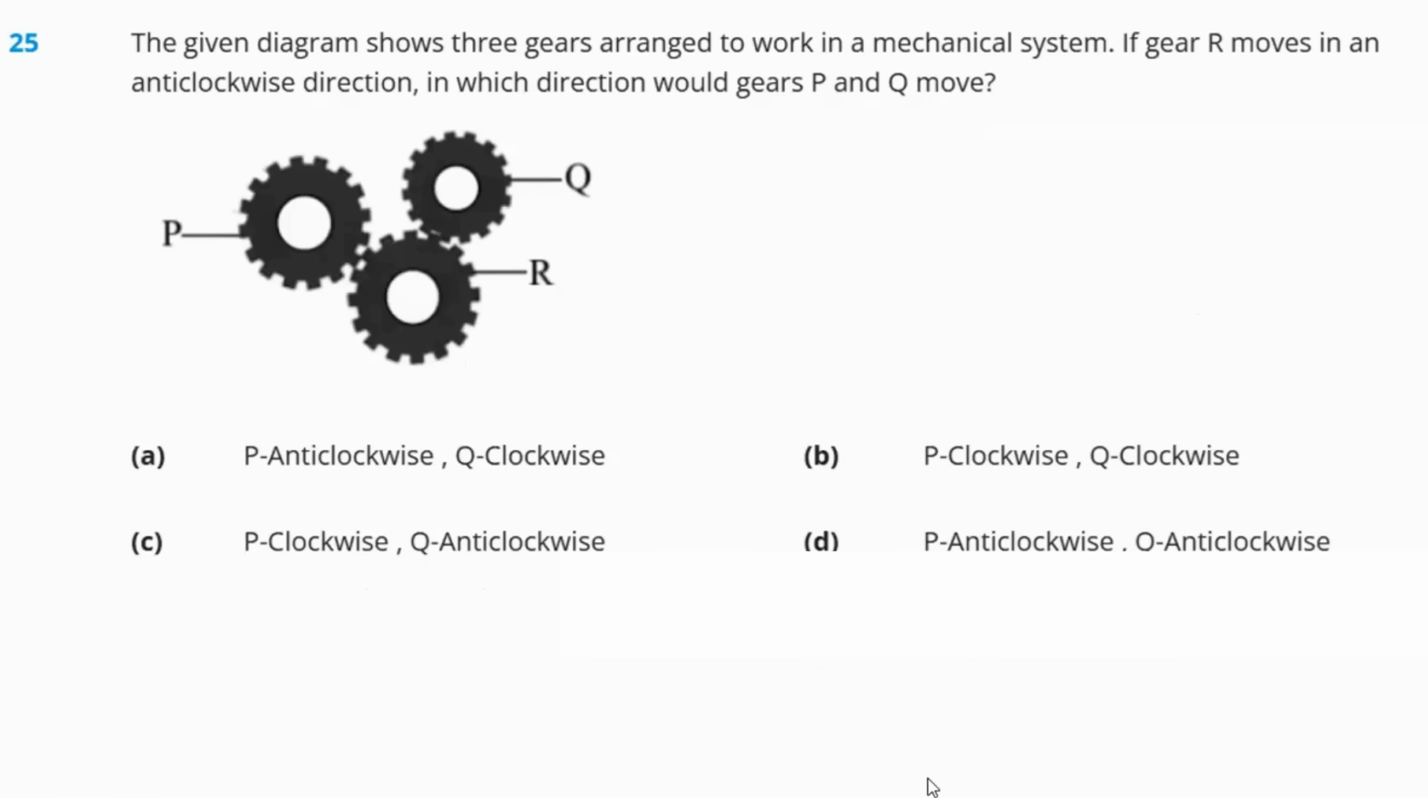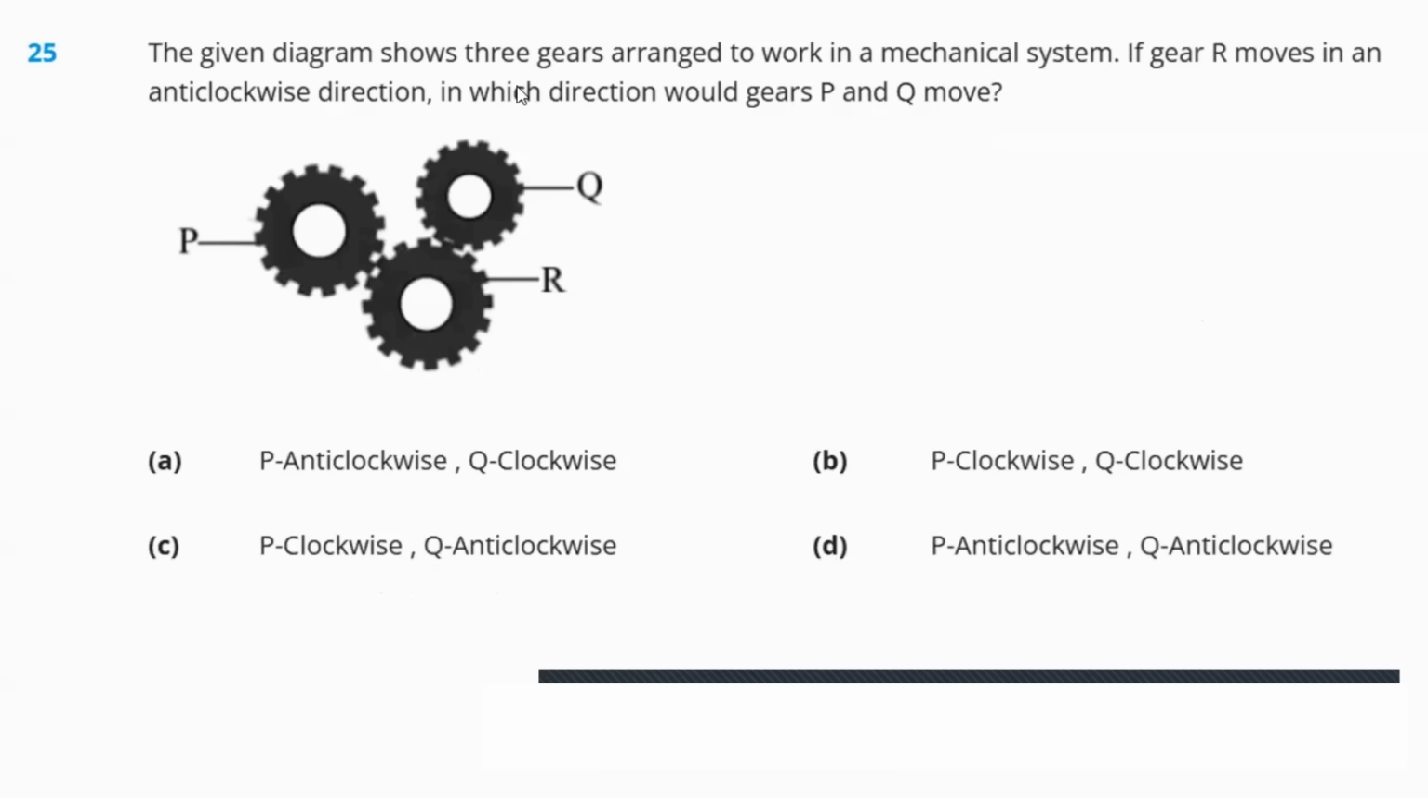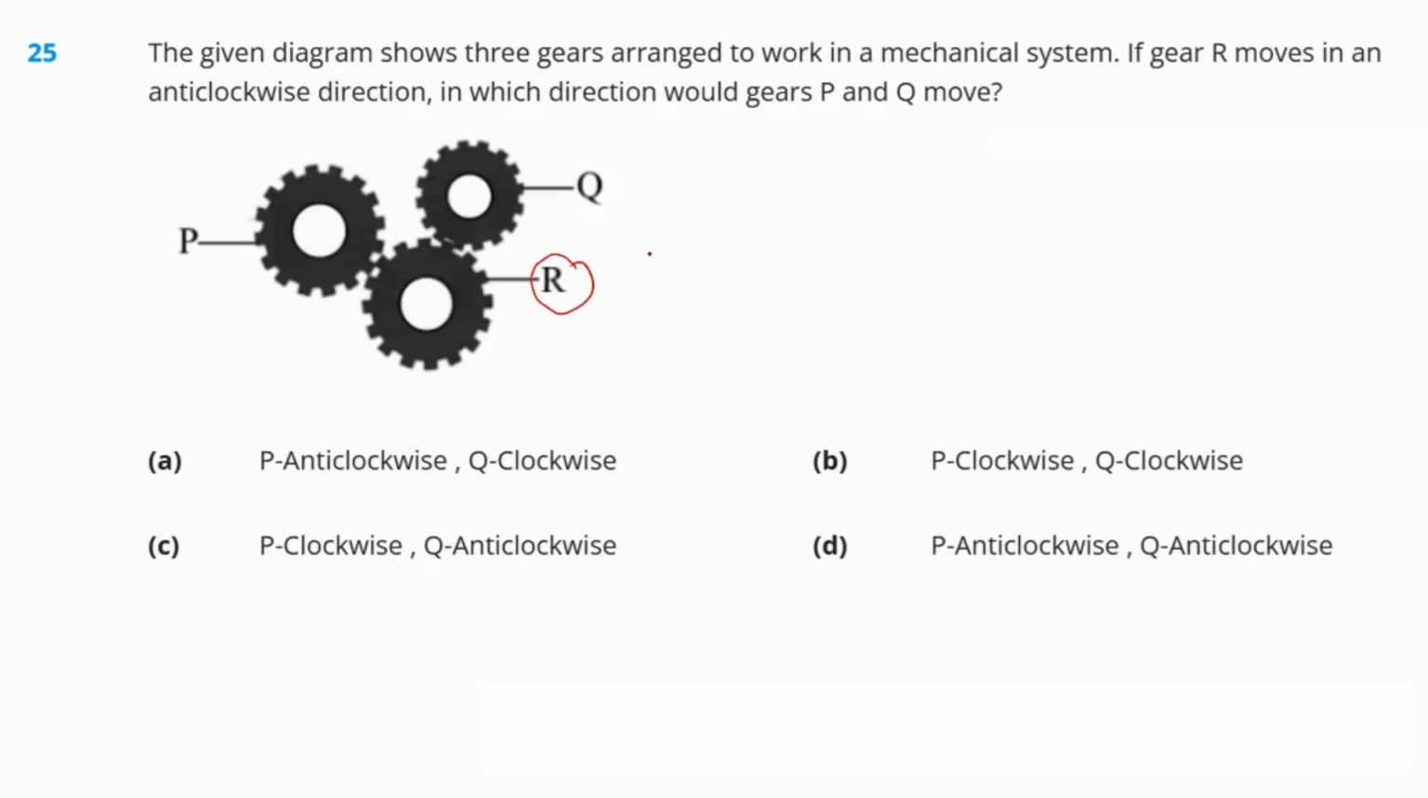Okay, question number 25. The given diagram shows 3 gears arranged to work in a mechanical system. If the gear R moves in the anti-clockwise direction, in which direction would gears P and Q move? So everybody, if one is given, suppose R is given and it is anti-clockwise, right? Then the rest of them too would be in the opposite direction of that. So P and Q would be clockwise.